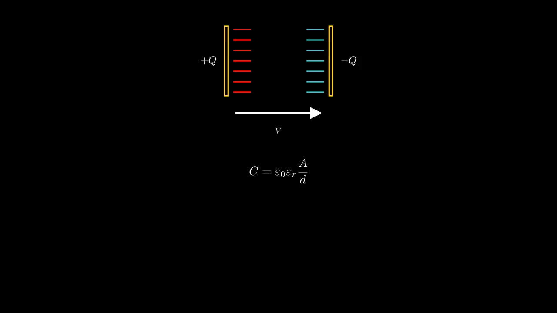For a parallel plate capacitor, C equals epsilon naught times epsilon R times A over D, where epsilon naught is the permittivity of free space, epsilon R is relative permittivity, A is area, and D is separation. In all normal materials, capacitance is always positive. More voltage means more charge stored.